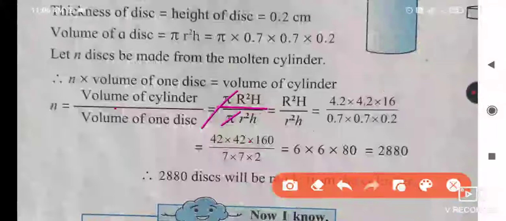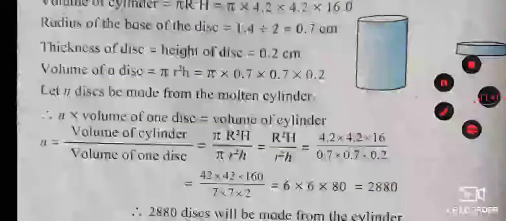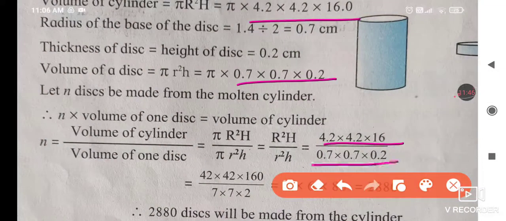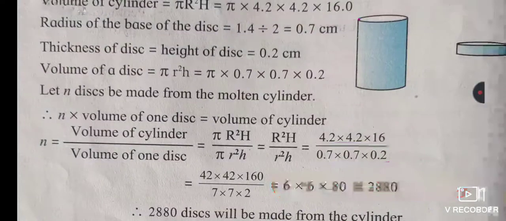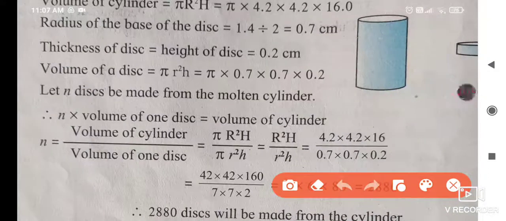Now put the values. We already know upside we have written 4.2 into 4.2 into 16, and the pi was cancelled, so r square h is what we have to take. And now if you solve this example, you will get the answer. Now whenever a decimal point is coming while solving the example, it becomes problematic, and you people get confused about how to do this division.